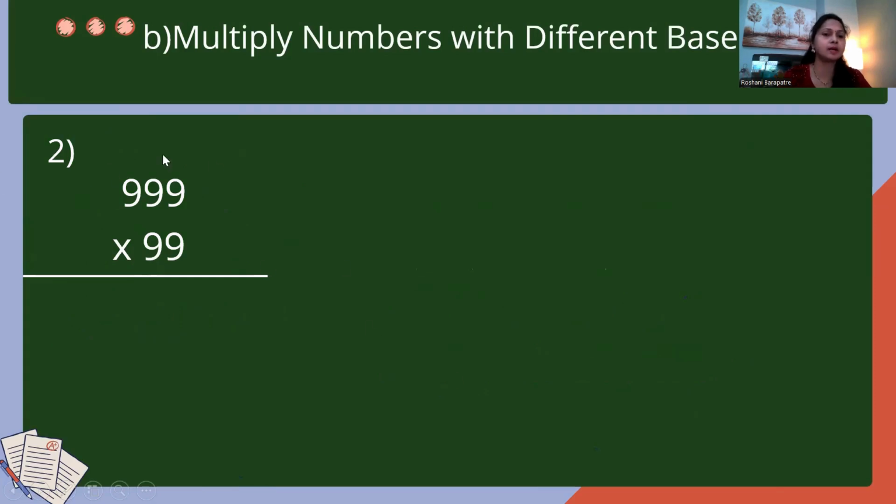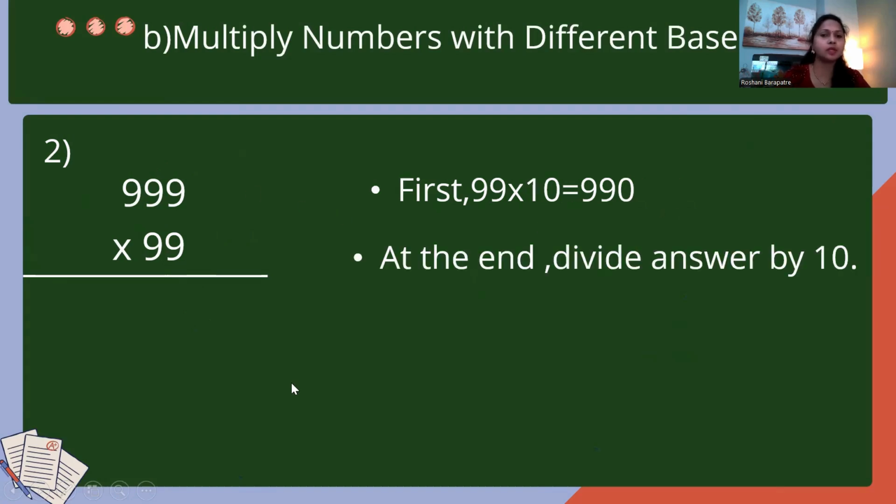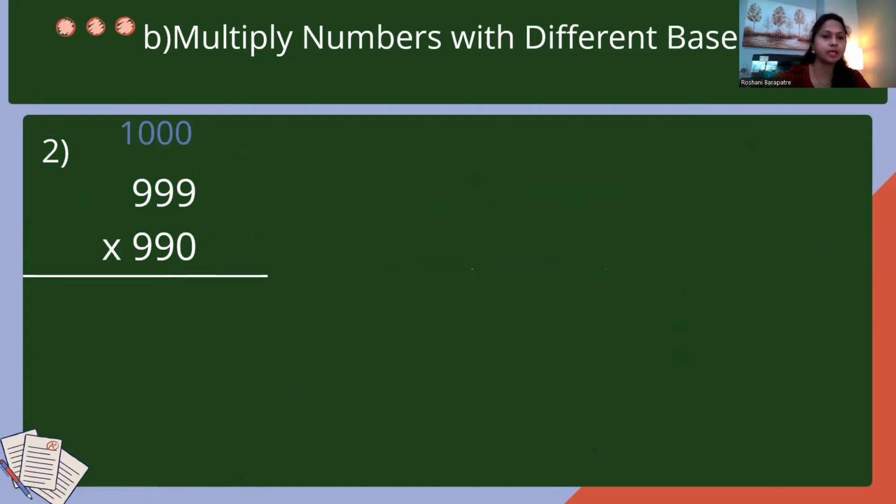Let's take this example. 999 multiplied by 99. Here the same thing. 99 has base 100 and this has base 1000. So we need to make the base the same. For this, we will multiply 99 by 10. So we will get 990 and the base will then be 1000. Okay. Follow the same steps.